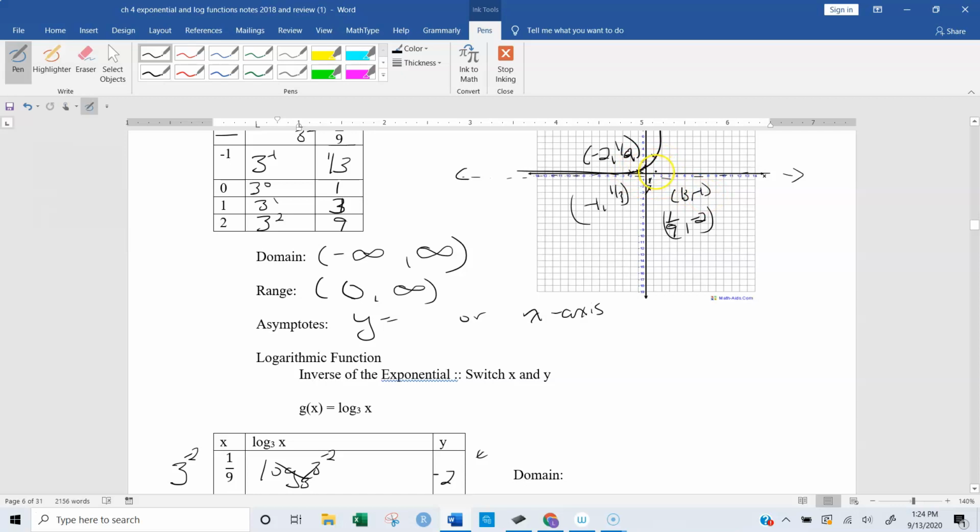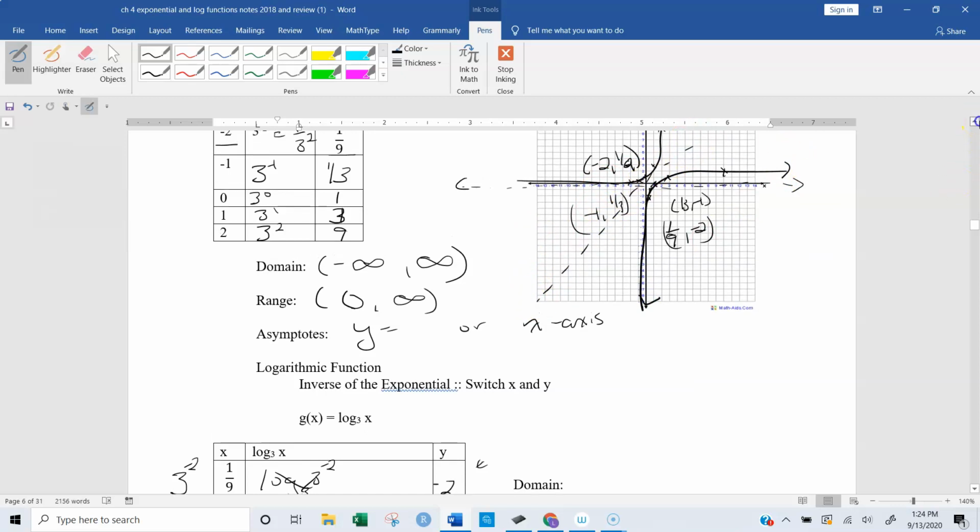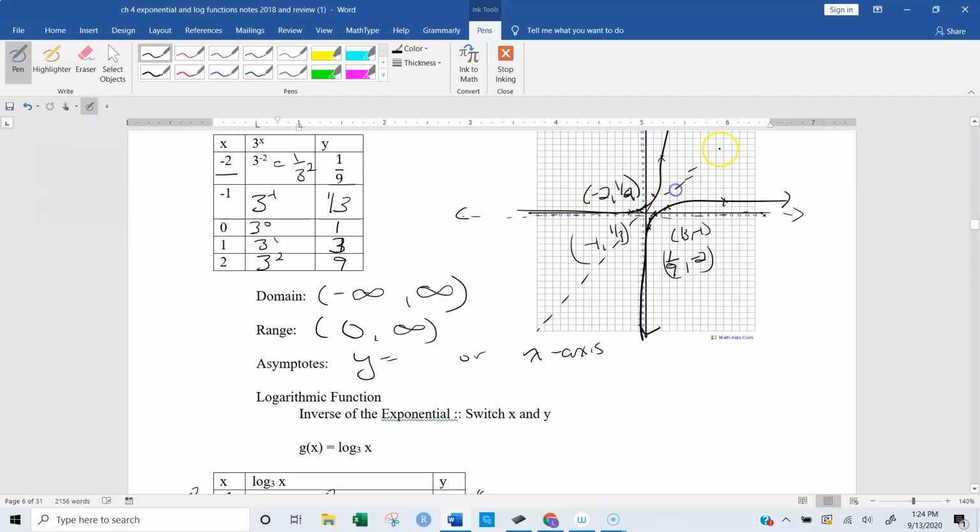0, 1 is 1, 0. 1, 3 is 3, 1. And 9, 2. Okay, this is my new graph, or my log. Whoops, I went past my thing. All right, now if you look, if you do the y equals x line, we can see that it's symmetrical, because remember, y equals x. If it reflects over that, it's symmetrical. It goes this way and this way.